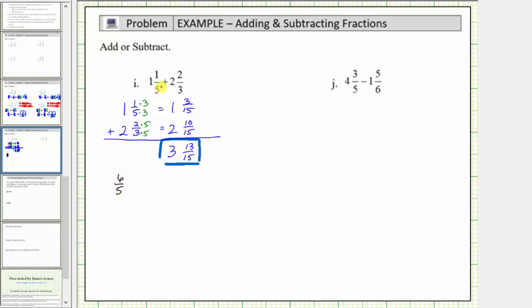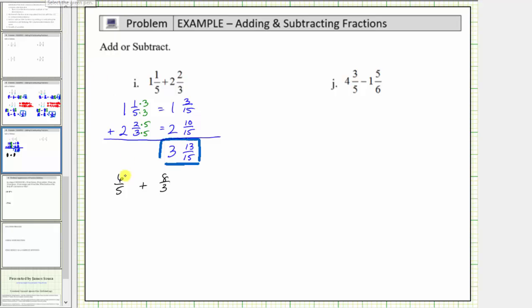So 1 1/5 is equal to 6 copies of 1/5, and then we have plus, now we convert 2 2/3 to an improper fraction. So the numerator is going to be 3 times 2, which is 6, plus 2, which equals 8. So 2 2/3 is equal to 8/3. So 2 2/3 is equal to 8 copies of 1/3. The next step, we determine the least common denominator, which is 15.